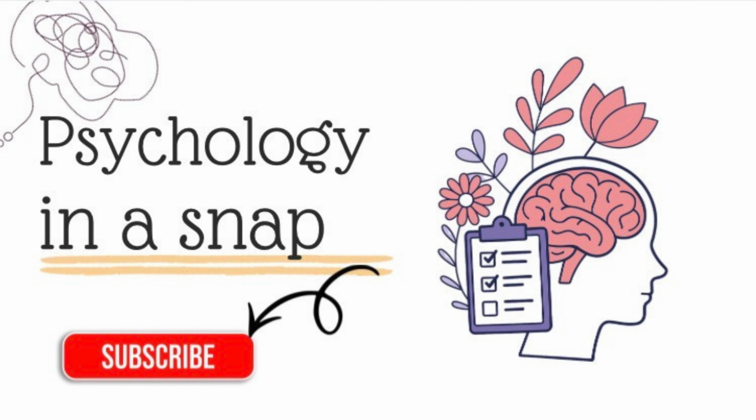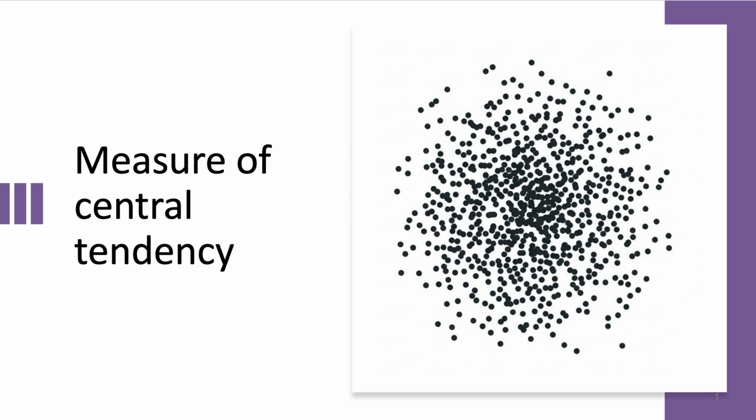So today we're gonna talk about something that sounds scary at first, but it's actually way easier than it sounds once you break it down. Measure of central tendency and dispersion. This topic is basically about understanding data and making sense of numbers in psychology and statistics.